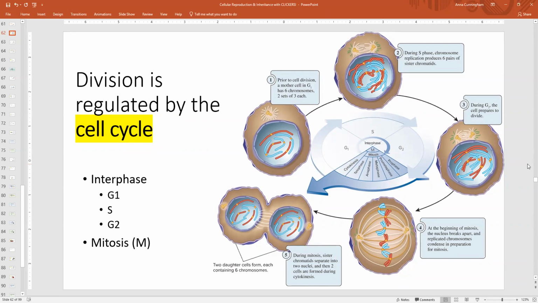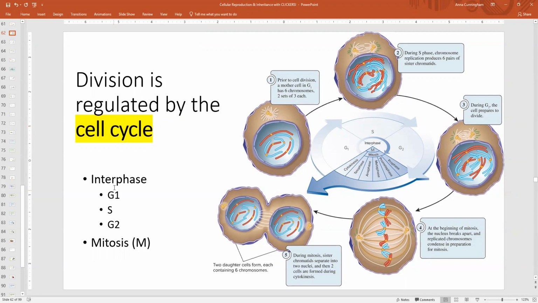Okay, so what we have to do is very tightly regulate cell division, because when cell division gets out of control, that's basically cancer, right? It is when we cannot control cell growth. Because of that, cells have to be very regulated in when they can go through this entire process. And we regulate cell division via what's called the cell cycle.